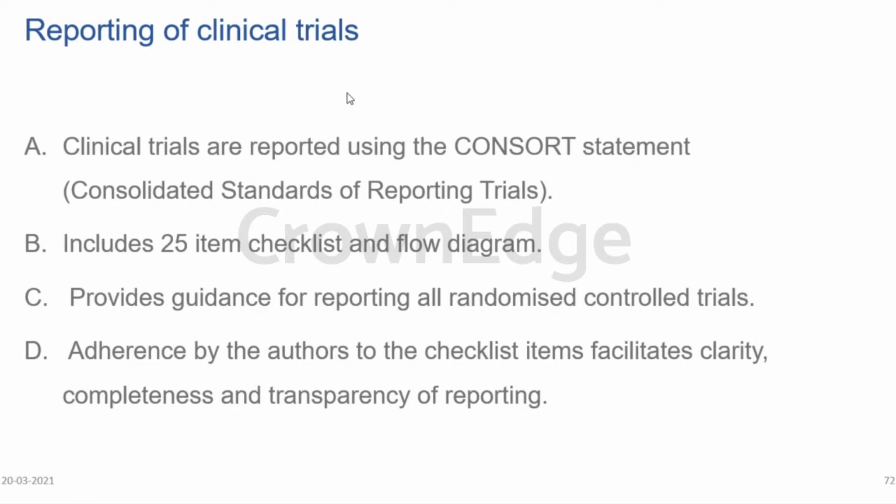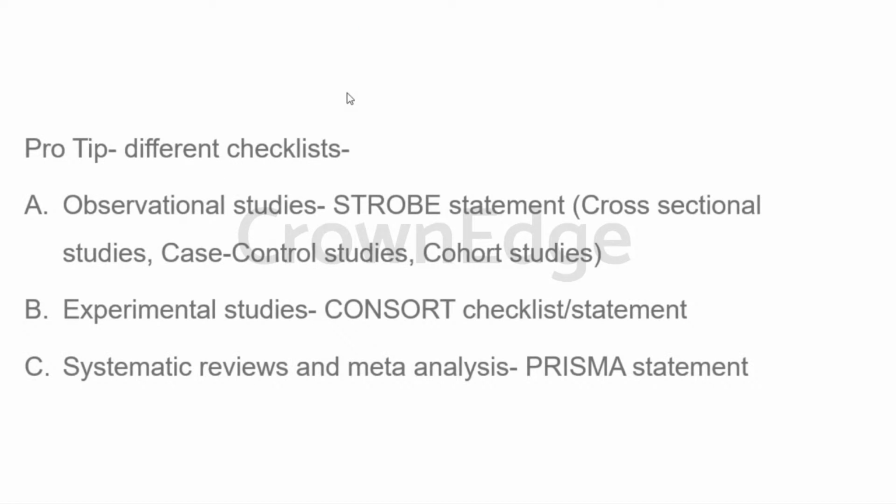Adherence by the authors to the checklist facilitates clarity, completeness, and transparency. So if you publish a randomized control trial following the CONSORT checklist, then as a reader or a fellow researcher reading your article, I know what you have done and how you have done it. When I know the transparency of your study, I can rely on your results, and I can replicate it in the population that I live with.